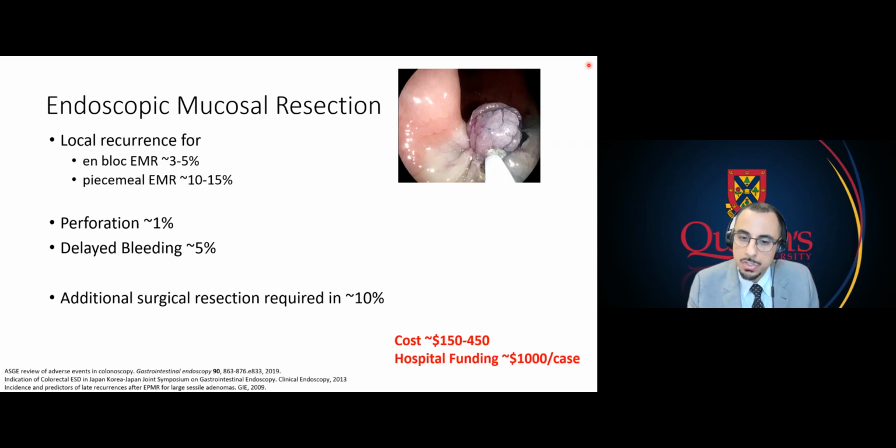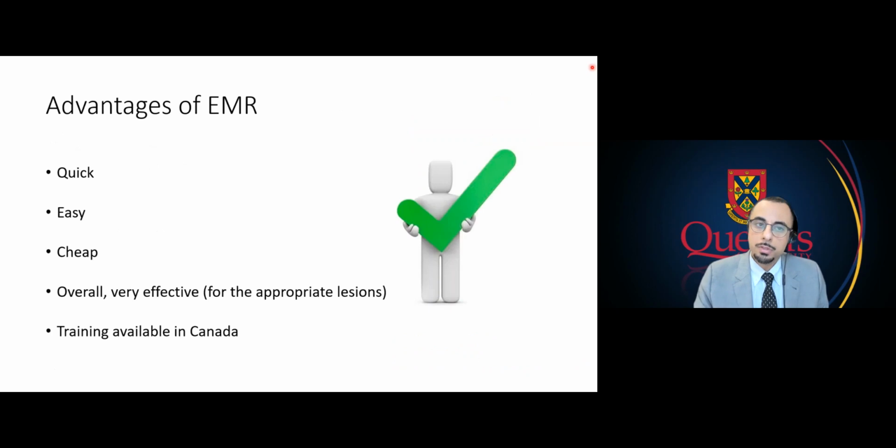And in terms of the cost for EMR, it's about $150 to $450, and the hospital funding in Ontario is about $1,000 per case. So the advantages of EMR are that it's quick, it's easy, it's cheap, and overall it's very effective for the appropriate lesions, and training is available in Canada for EMR.